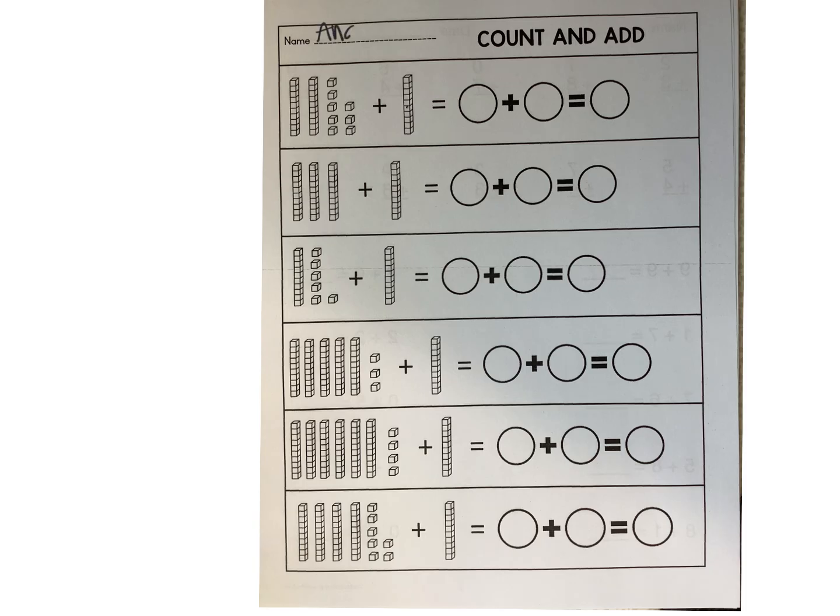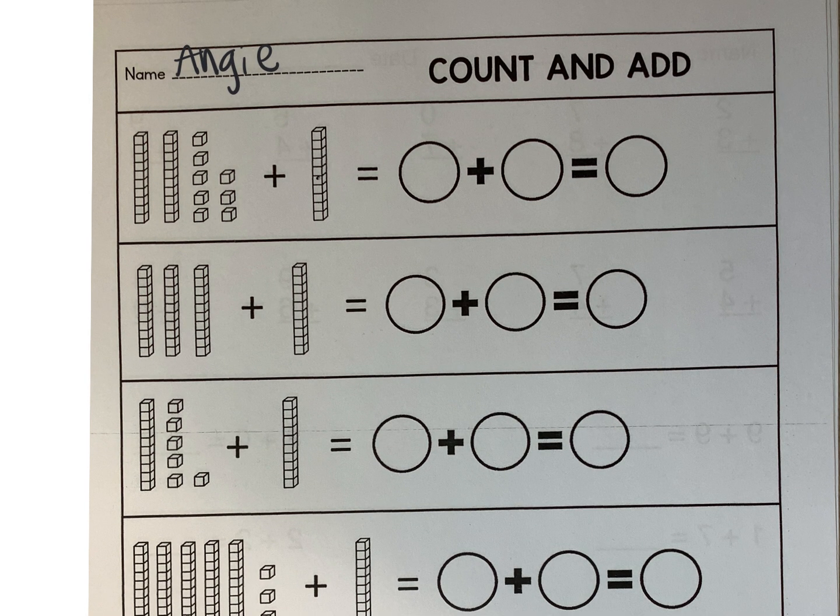Today we're going to practice more of our adding tens and ones together. So we're going to count how many tens and ones are in the first part of the equation, and then we're going to add 10 to it. So we have 10, 20, 5, 6, 7, 8. So please write 28.